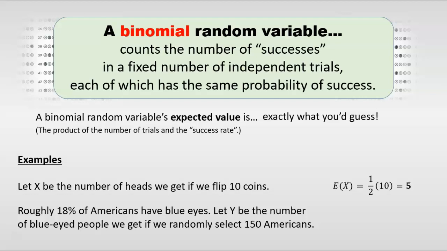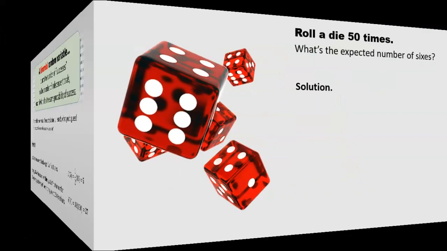Similarly, let's return to y, the number of Americans in a randomly assembled group of 150 who have blue eyes. What's the expected value of y? 18% of our 150 trials should be successes, so we should expect 27 successes on average. Good. Let's do another example.